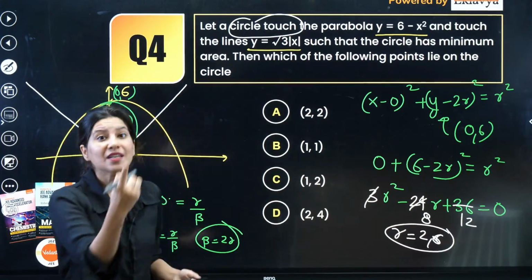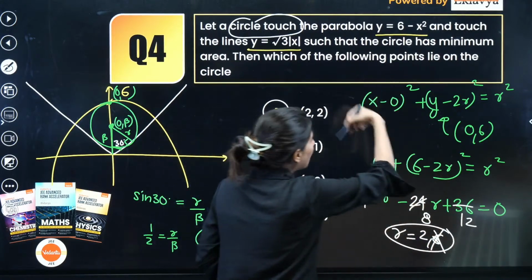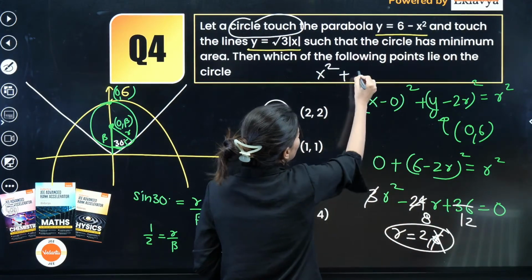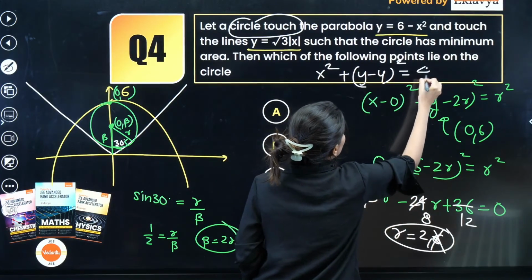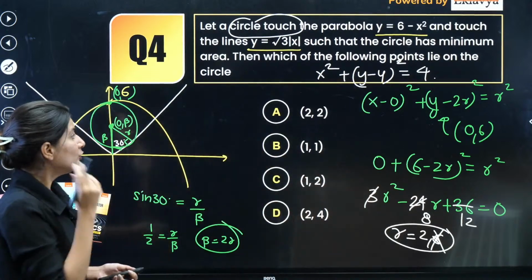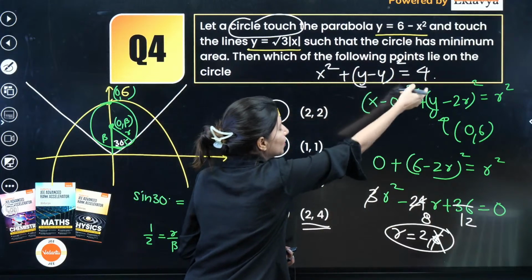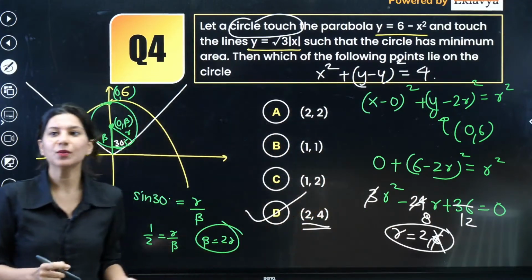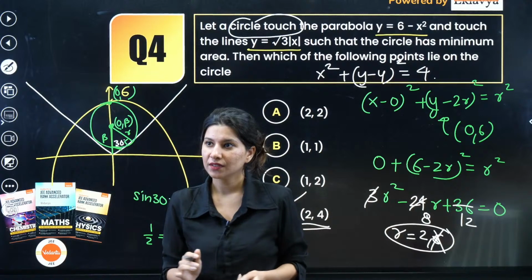We are looking for the minimum radius, so r is equals to 6 is obviously rejected. Now my circle equation will be x square plus y minus 4 whole square is equals to 2 square, which is 4. Can you clearly see, if I satisfy 2, 4 over here, this will become 4, this will become 0, this is 4. Option D is absolutely passing through my circle. I hope that this question is clear to you all, right?